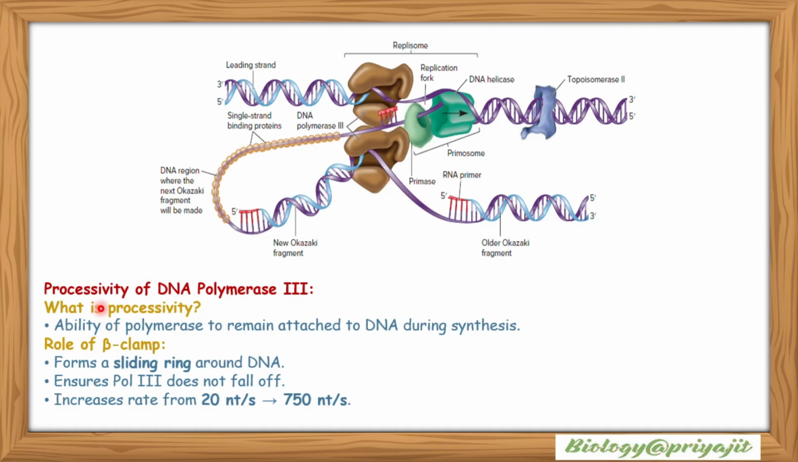Now, we should know about the processivity of the DNA polymerase III enzyme. What is processivity? It is the ability of the polymerase to remain attached to DNA during synthesis. The role of the beta clamp: it forms a sliding ring around DNA. It ensures Pol III does not fall off. It increases the rate from 20 nucleotides per second to 750 nucleotides per second.